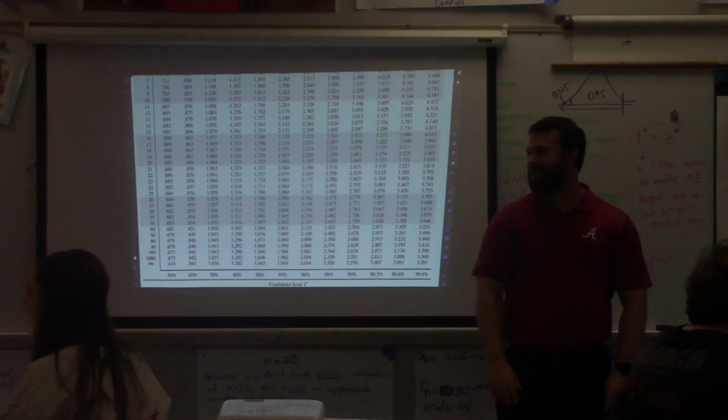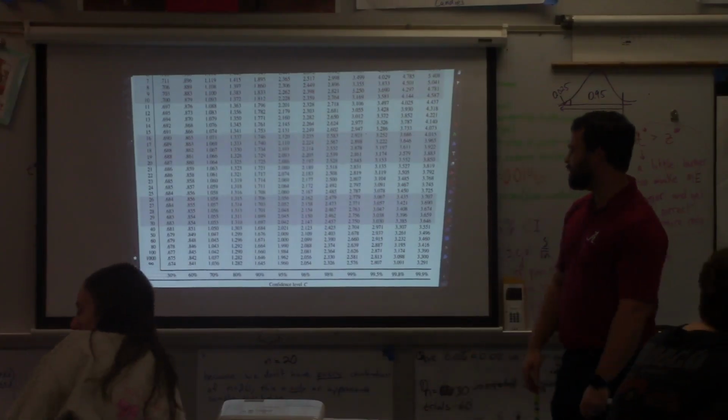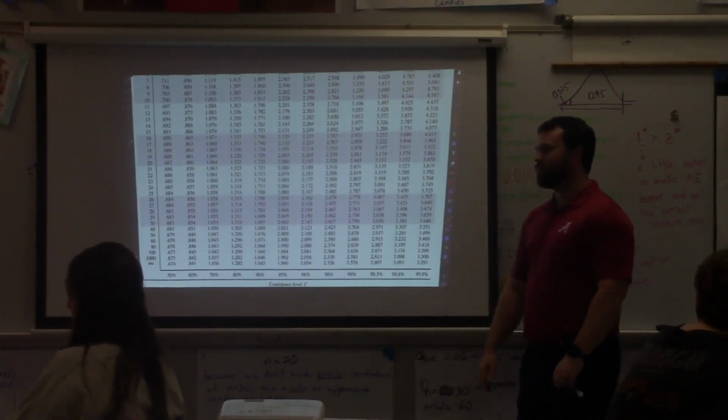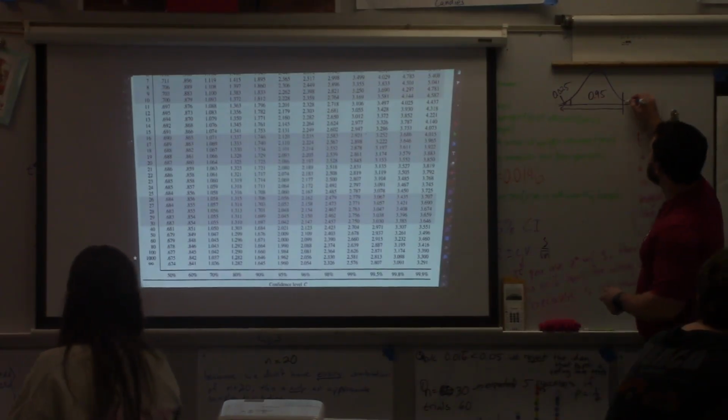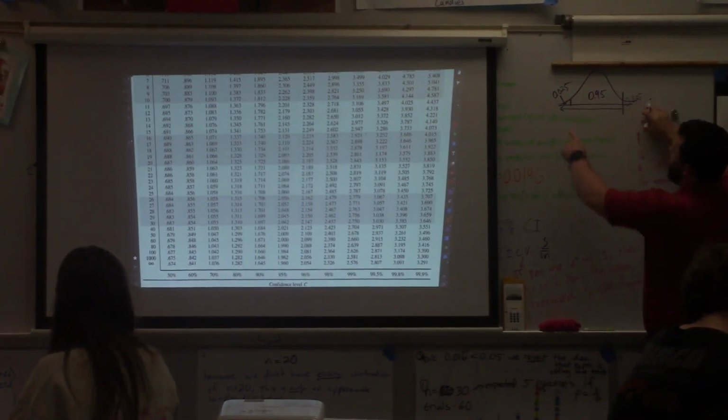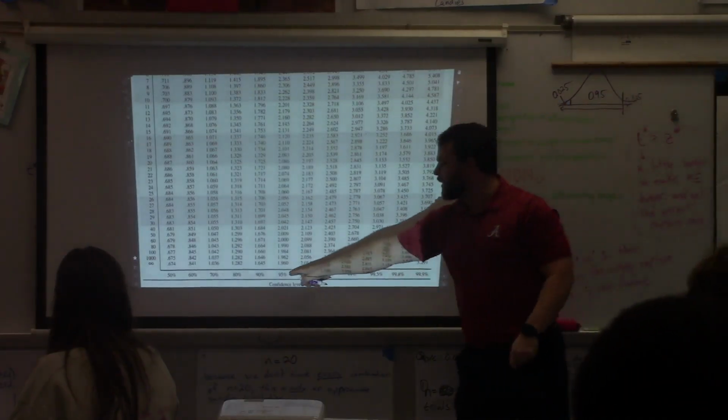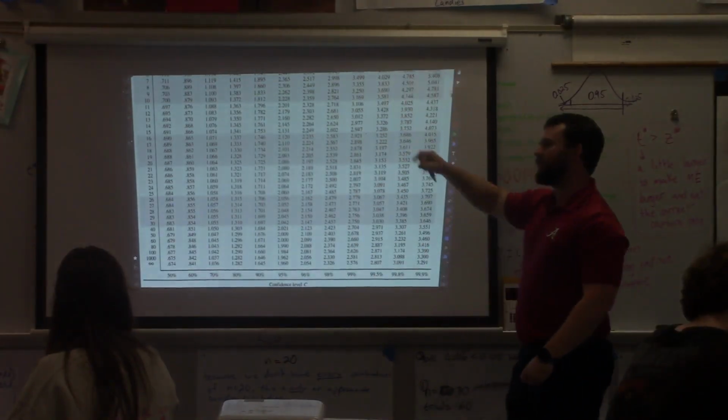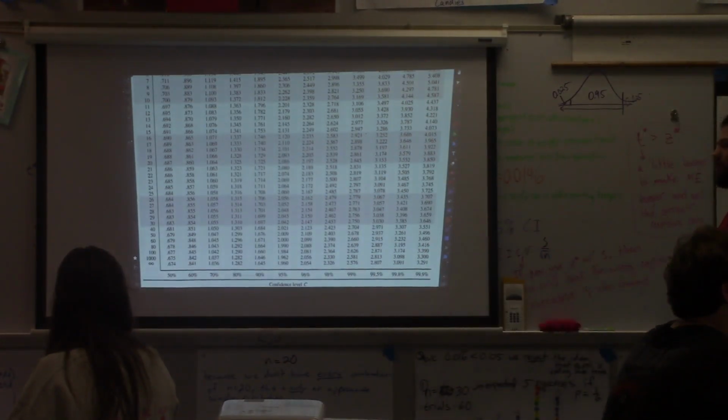It's 0.025 because if you add this together, that's 0.05. That's what we need. And then that plus the 0.95 is my 1. That's why the confidence level at 95% is the same as the tail area of 0.025.